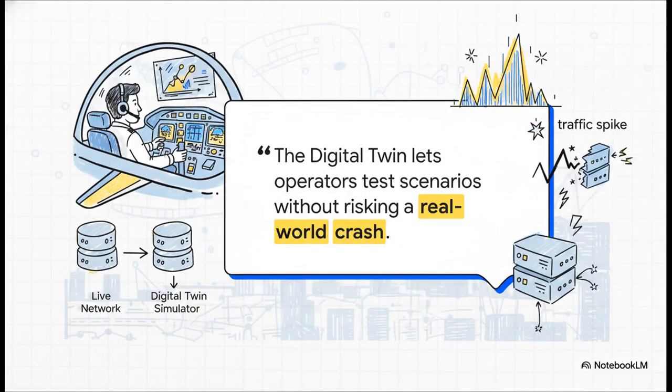And this is why the whole concept is such a game changer. Just like a pilot practicing in a flight simulator, network operators can use the digital twin to test out pretty much anything. Want to see what happens during a massive traffic spike? Simulate it. Want to practice responding to a huge hardware failure? Go for it. You can do all of this without ever touching the live network. You can fine-tune things and find the best solution without any risk of causing a real-world crash.